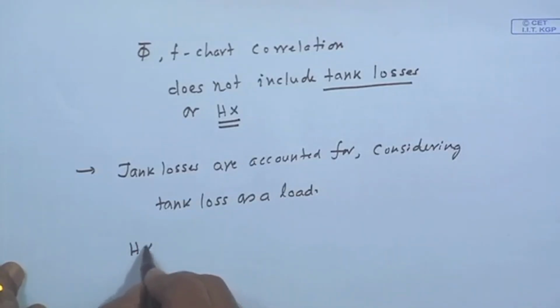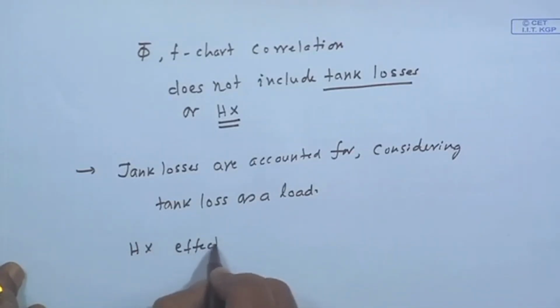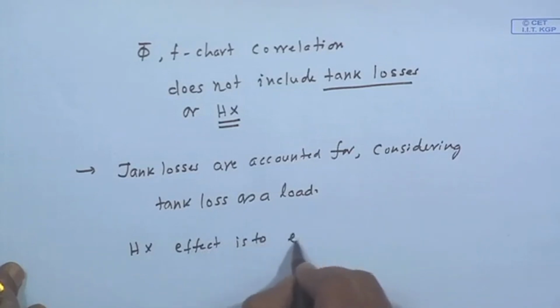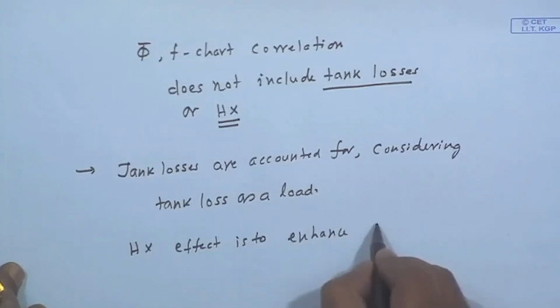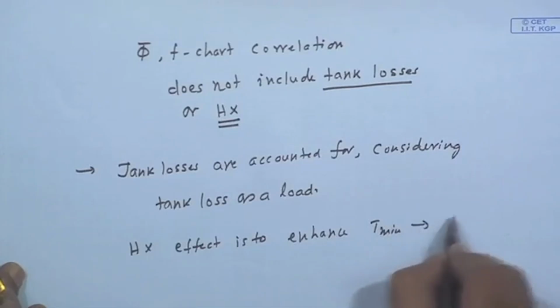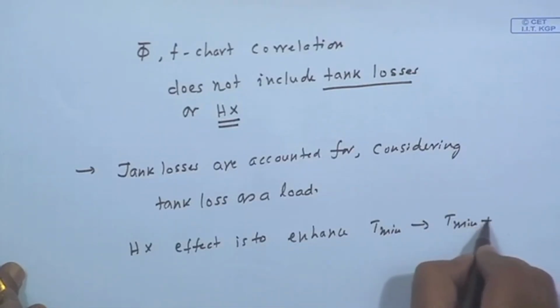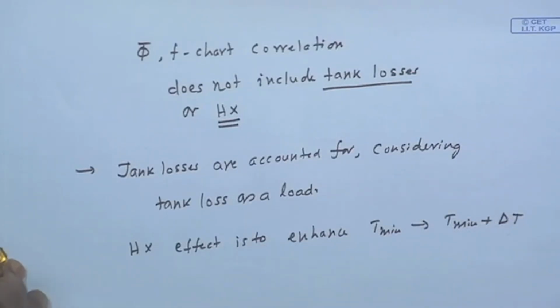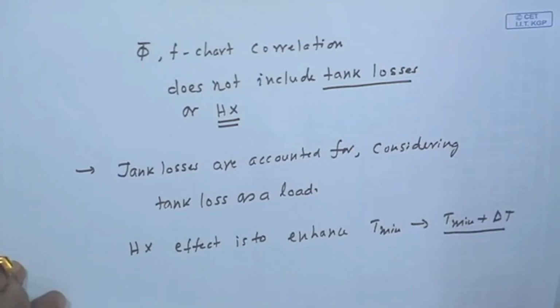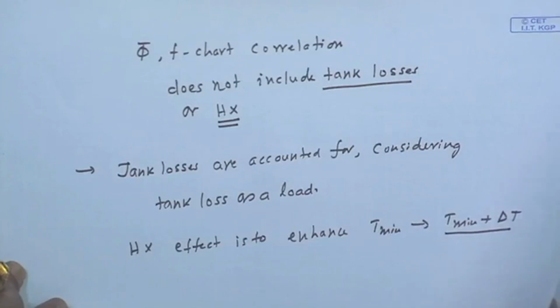Similarly, heat exchanger effect is to enhance T minimum to some T minimum plus delta T. Because there is a certain loss across the heat exchanger, the collector has to supply energy at a higher temperature. Consequently, it is a penalty on the performance of the collector. So, you calculate utilizability etc., assuming T minimum plus delta T as a minimum temperature required.